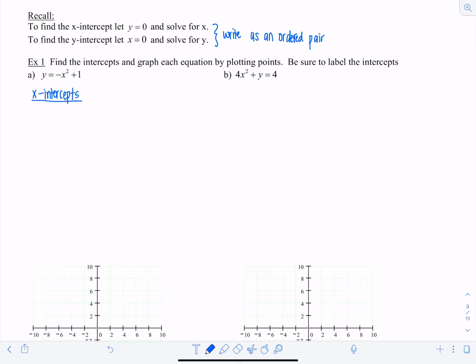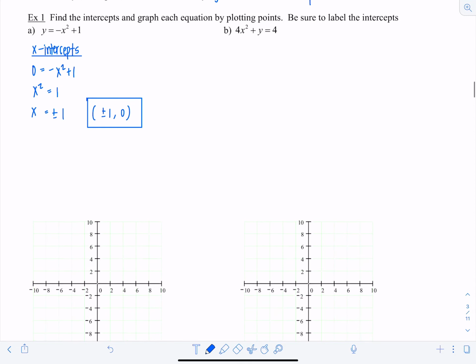So to find the x-intercepts, I'm going to substitute in 0 for y. So I'm going to have 0 equals negative x squared plus 1. Solving from here, I'll just move the negative x squared over, so I get x squared equals 1. Take the square root of both sides, so x is equal to plus or minus 1. Don't leave your answer like this. You have to write it as an ordered pair. So the x-coordinates of the x-intercepts are plus or minus 1. The y-coordinate is 0. We substituted in 0 for y. Always 0 for the opposite variable, okay?